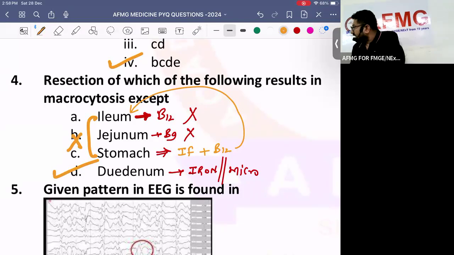Jejunum the answer. Answer will be duodenum. Clear? Answer will be duodenum. Am I clear? So duodenum will have which deficiency? Iron deficiency.